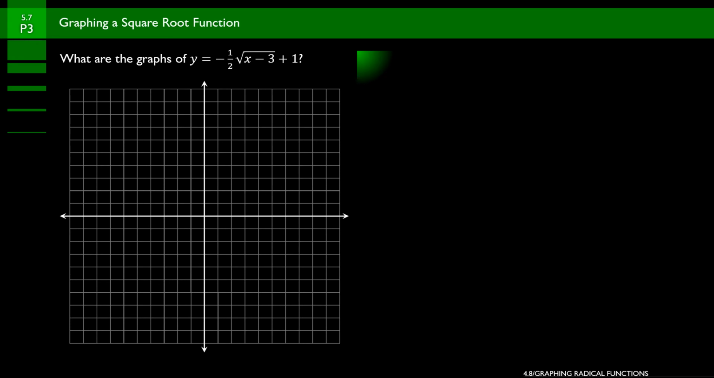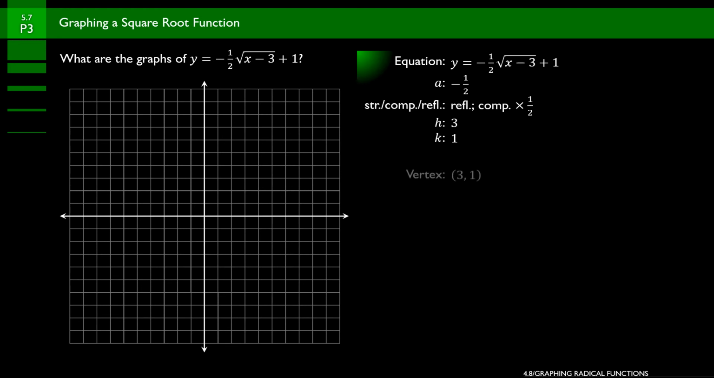Now in problem 3, we're given an equation in which we've got to make adjustments for a, h, and k. So we've got y equals negative 1/2 square root of x minus 3 plus 1. We know that the a value is negative 1/2, so the negative tells us that there's going to be a reflection, and the 1/2 tells us that there's going to be a compression. The h value is going to be 3, and then the k value is going to be 1. So that we know that we've got a vertex or a starting point of 3, 1. That then tells us the domain is 3 to infinity, and the range is actually going to be negative infinity to 1.